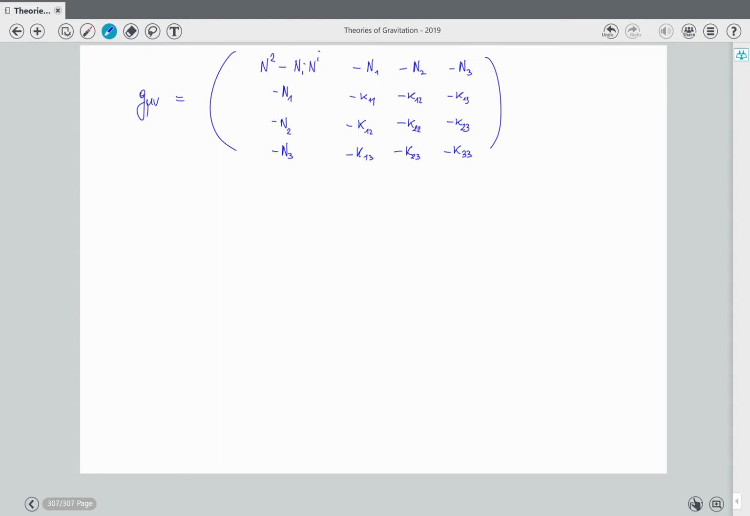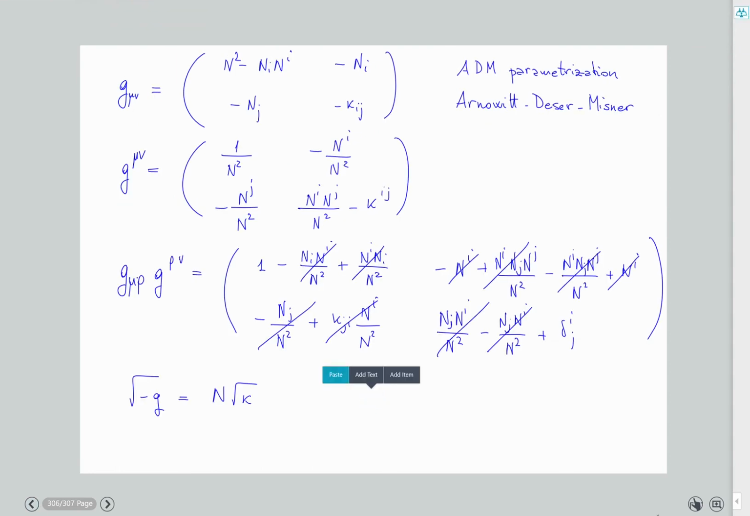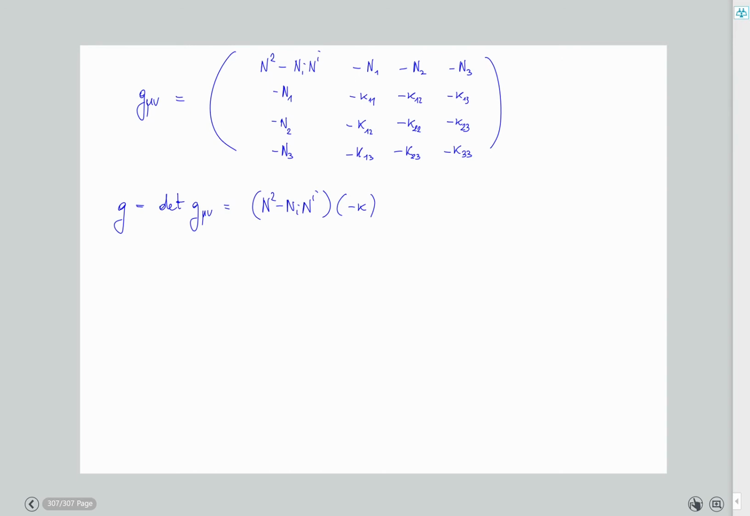So let's see what we get when we compute the determinant. We will do it moving along the first column or the first row. So g is the determinant of g mu nu. We will have g00 times the determinant of the space part, and the determinant of the space part is minus the determinant of k. So k will denote the determinant of k_ij. Actually, this should be written in the previous slide. Okay, so this is the first contribution.